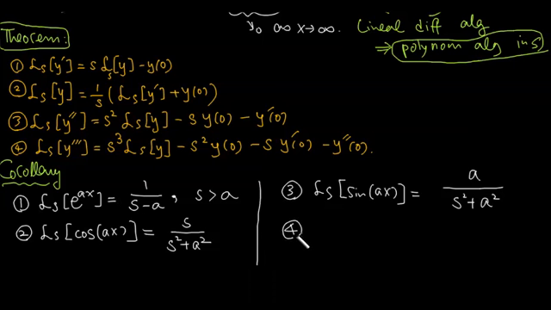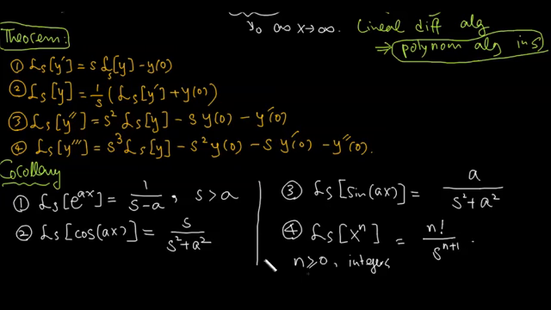Next thing is that if you have x to the n, where n is a positive non-zero integer, then what happens to this one is n factorial divided by s raised to the n plus 1. That turns out to be the immediate consequence of this property.